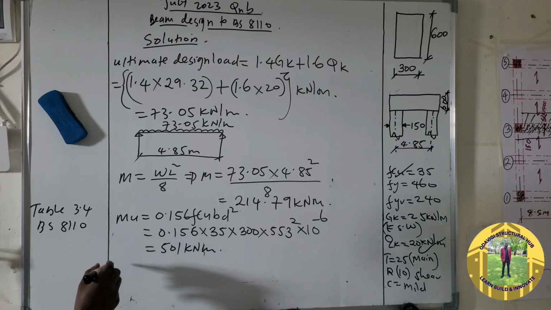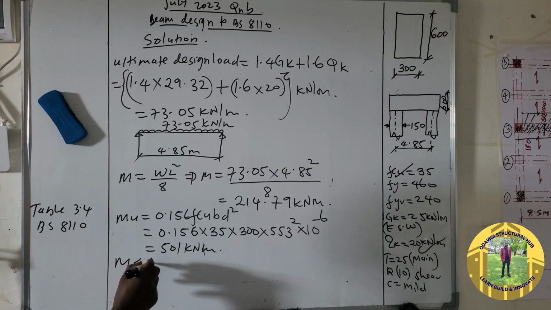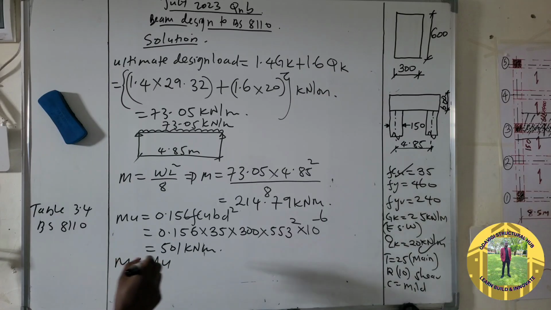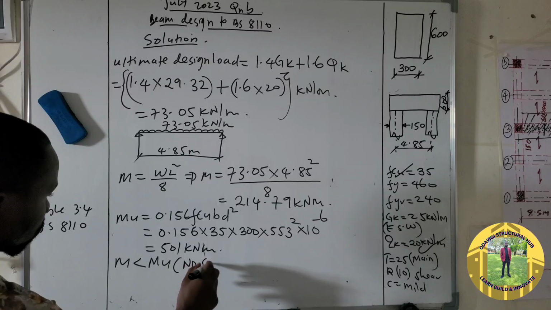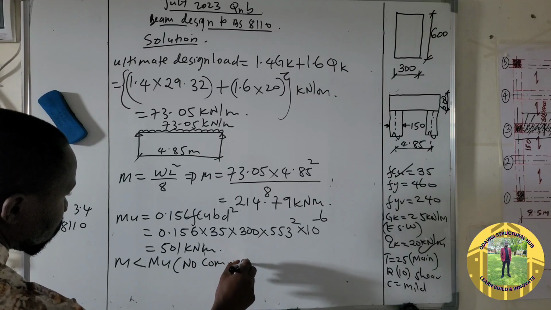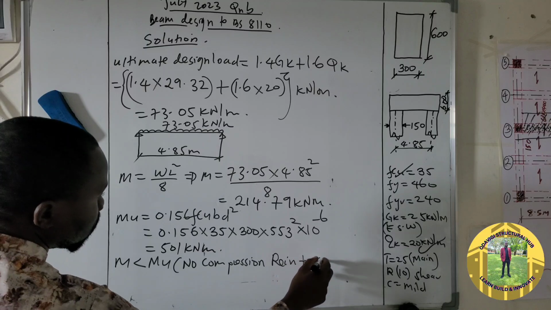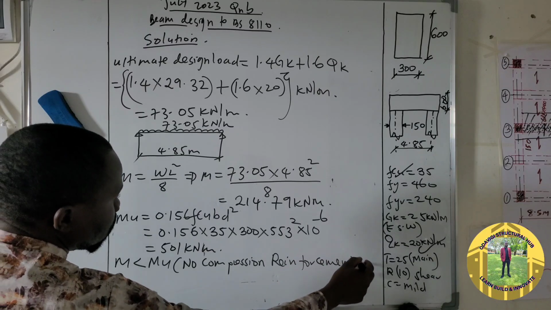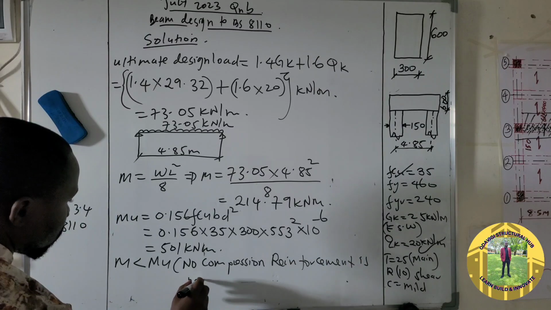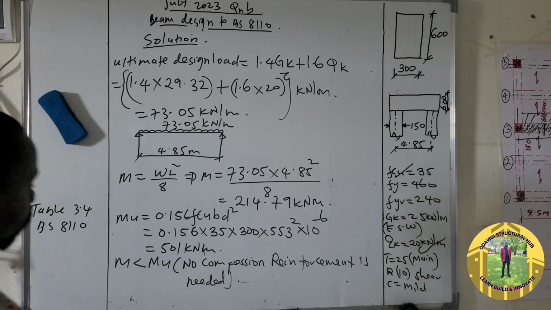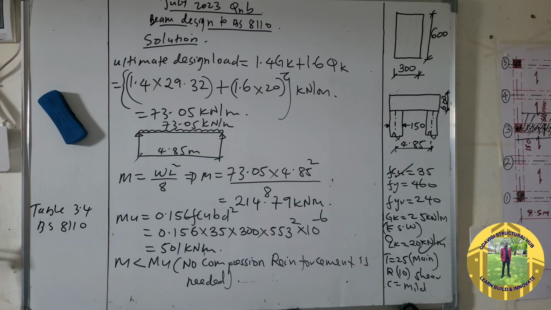So since M is less than Mu, no compression reinforcement is needed. So we will only design for tension only. So let's determine the area of steel.